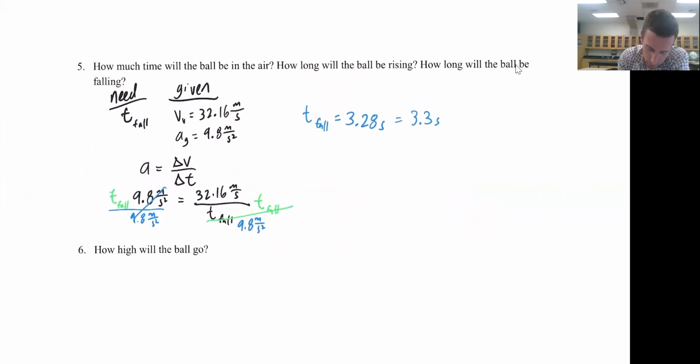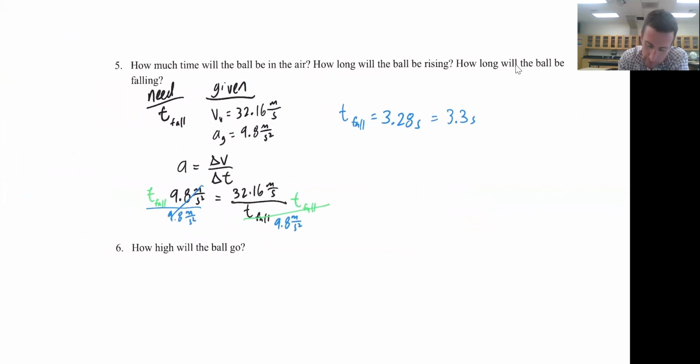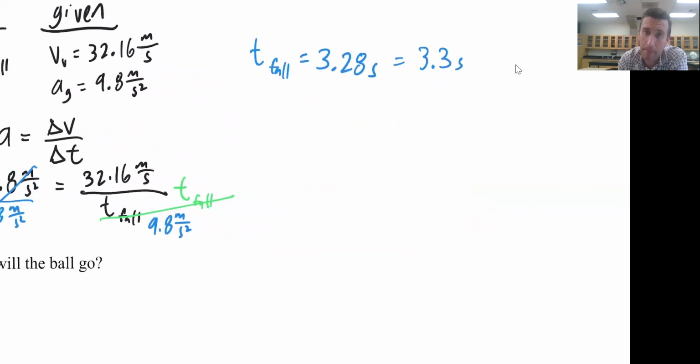All right, now let's go back and read the question. How long will the ball be in the air? How long will the ball be rising? How long will the ball be falling? So I found the falling time as 3.28 seconds or 3.3 seconds. Now I mentioned at the beginning, I also know that the rising time is going to be the same, right? It's also going to be 3.28 or 3.3 seconds.